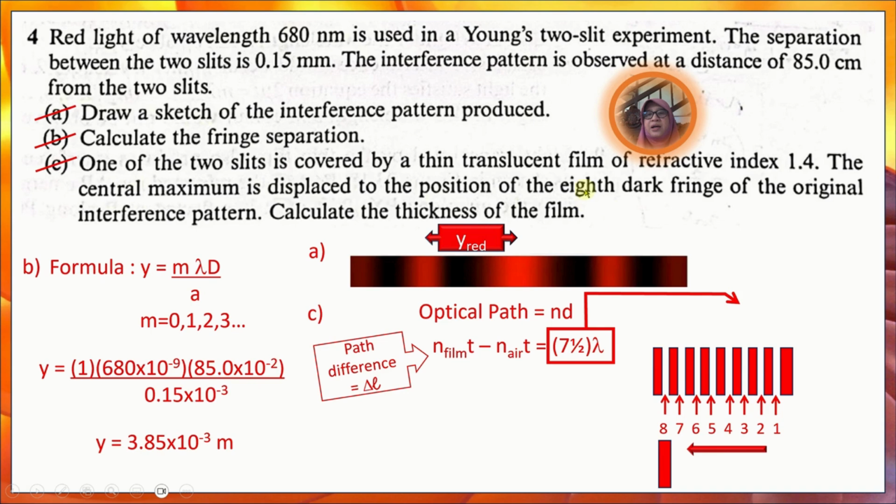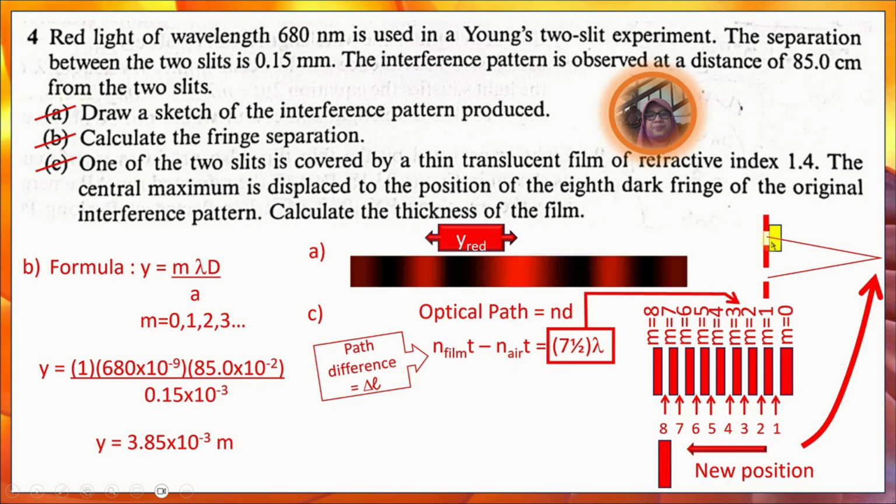The question mentions the 8th dark fringe. By order m, we start from the central bright: this is m0, this is m1, m2, and so on until m8. So the new position is here. Counted for dark fringe, we get 7.5 lambda. Now we can solve.